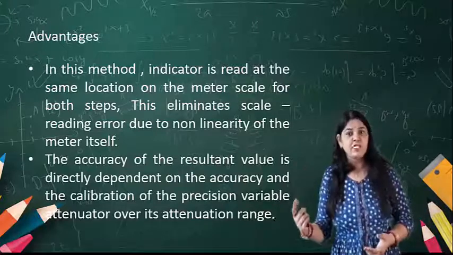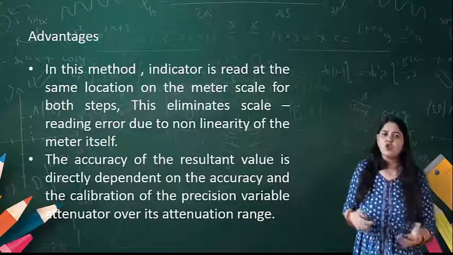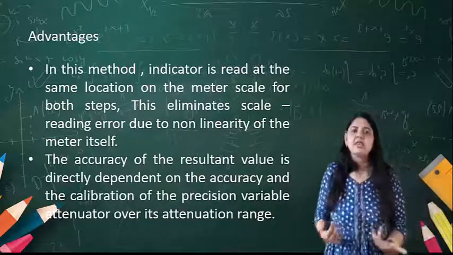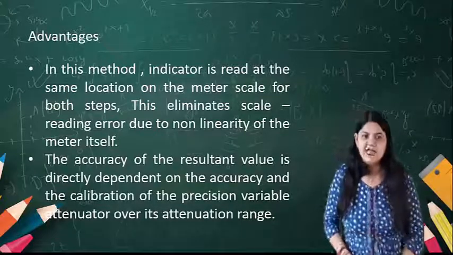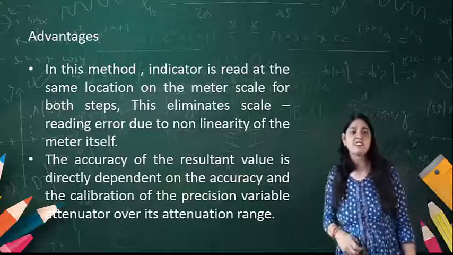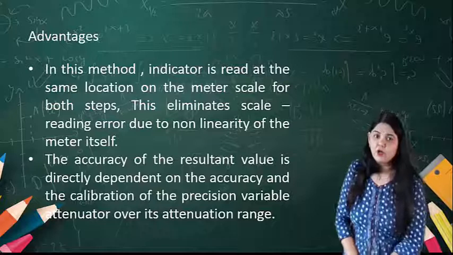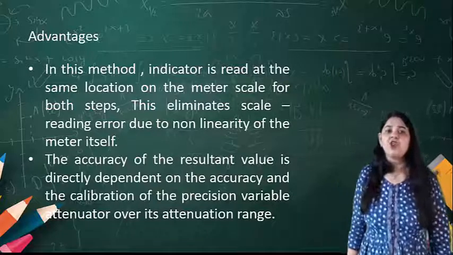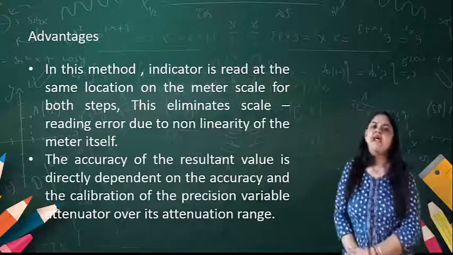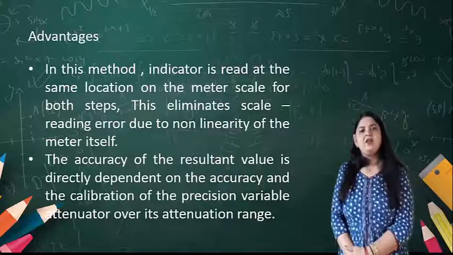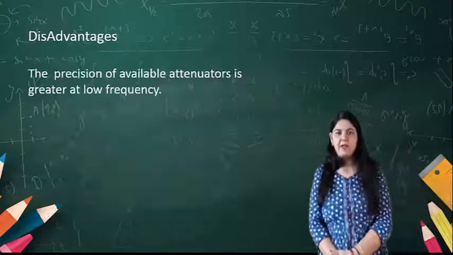But if you keep the same, then there is no scale reading error. So it can eliminate the scale reading error due to the non-linearity of the meter itself. The second is that the accuracy of the resultant wave directly depends on the accuracy and the calibration of the precision variable attenuator over its attenuation range. So accuracy also depends on the calibration.